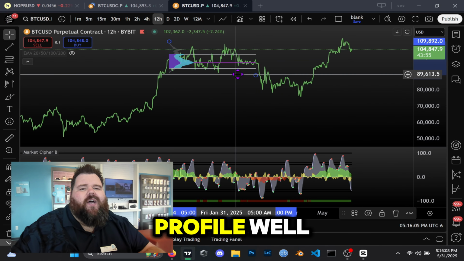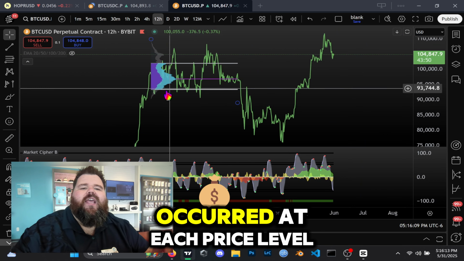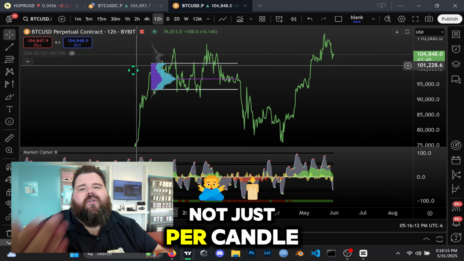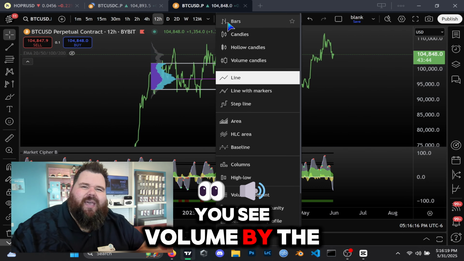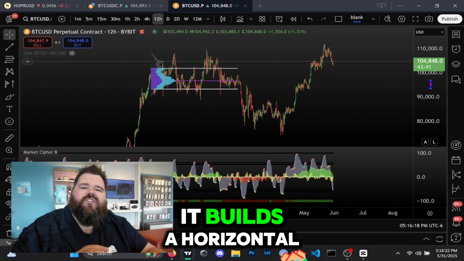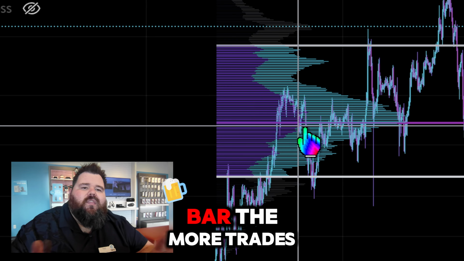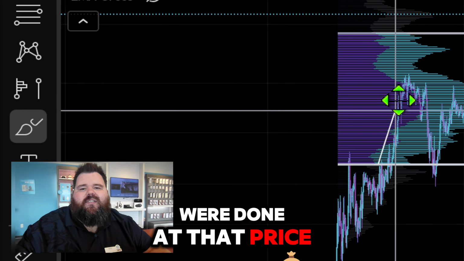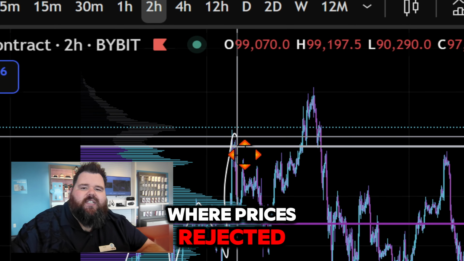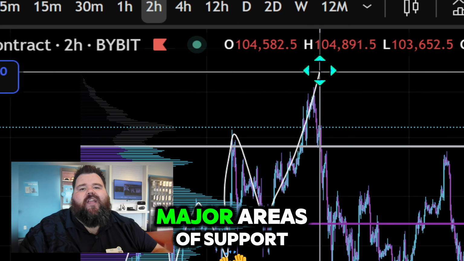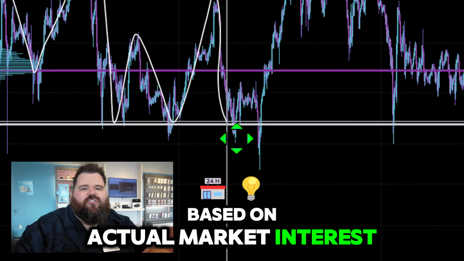What is a volume profile? Well, a volume profile shows you how much trading volume occurred at each price level, not just per candle. Instead of seeing volume over time, you see volume by the price zone. It builds a horizontal histogram on your chart, and the bigger the bar, the more trades were done at that price. It'll help you spot where price is accepted, where price is rejected, and it shows you major areas of support and resistance based on actual market interest.